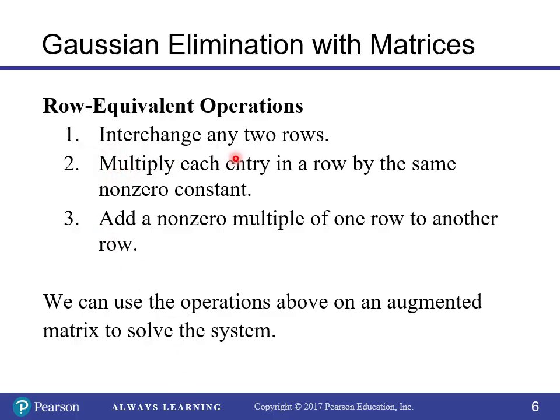You can multiply each entry in a row by the same nonzero constant. This can be negative numbers, positive numbers, fractions, anything you want to multiply by. And then you can add a nonzero multiple of one row to another row, similar to what we were doing when solving systems of equations by elimination. So we can use the operations above on an augmented matrix to solve the system.